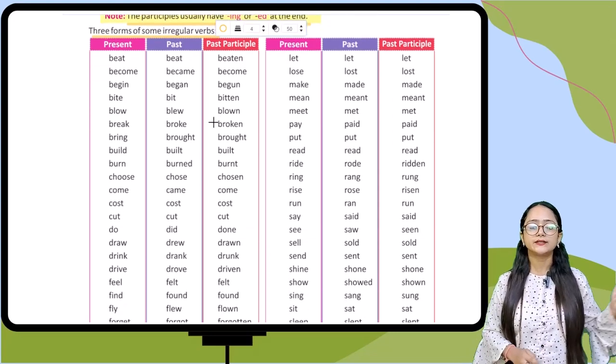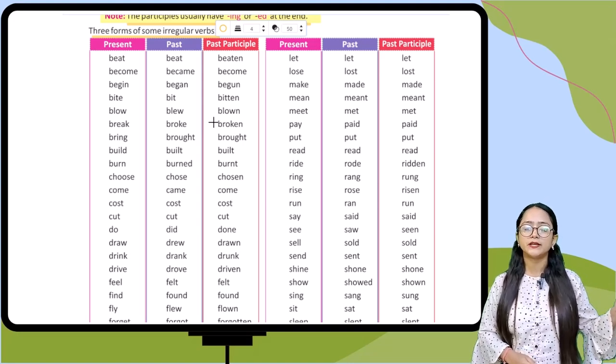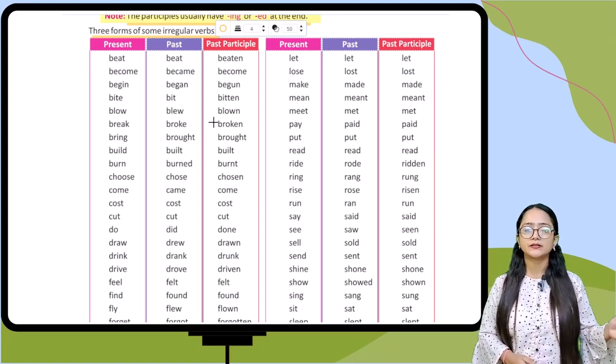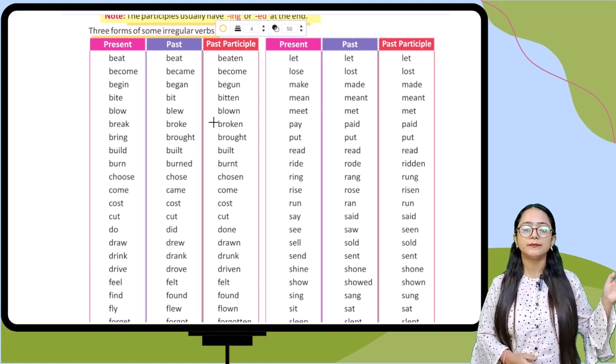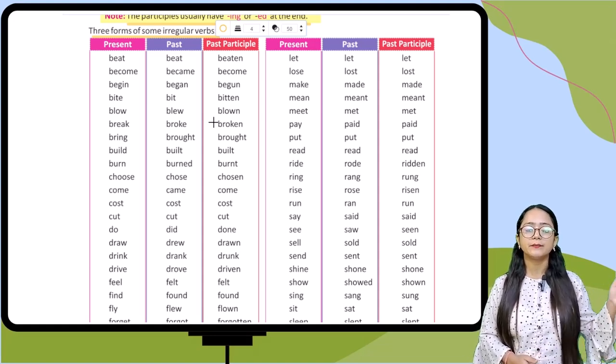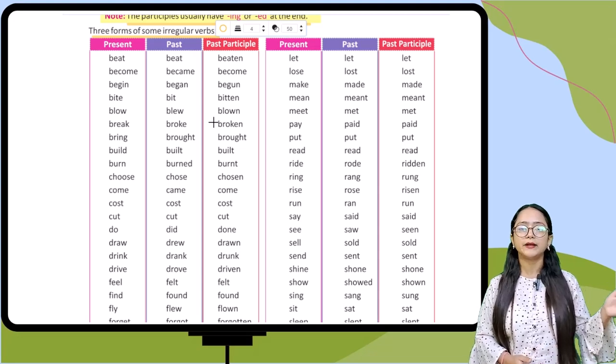Here you can clearly see the table. Beat, in the past form it will remain beat only, and in the past participle it is beaten. Next one, become, became, become. Next, begin, began, begun. Next, bite, bit, bitten.